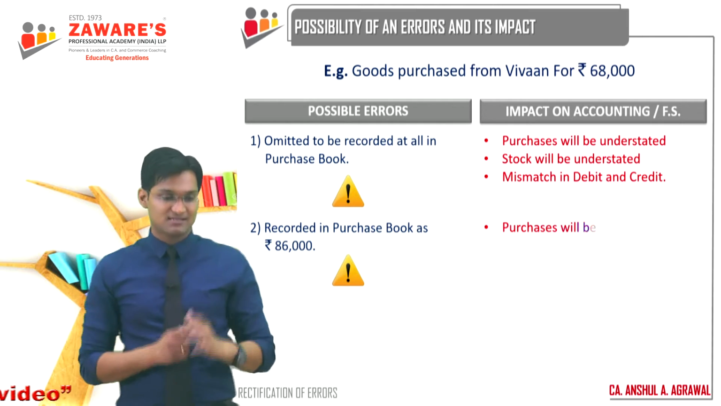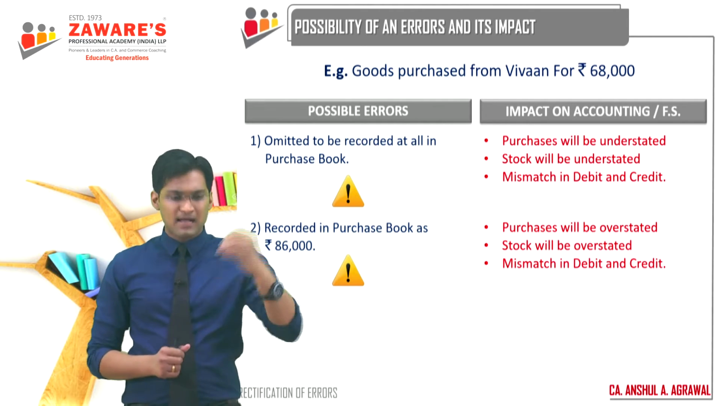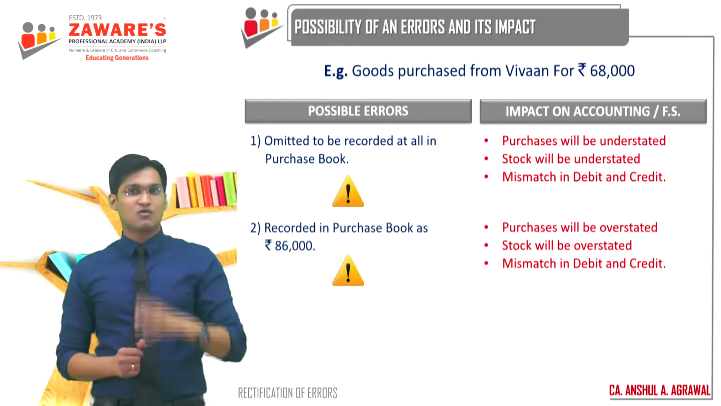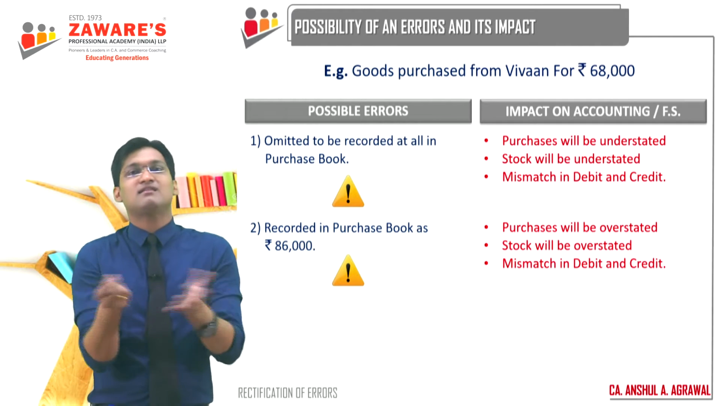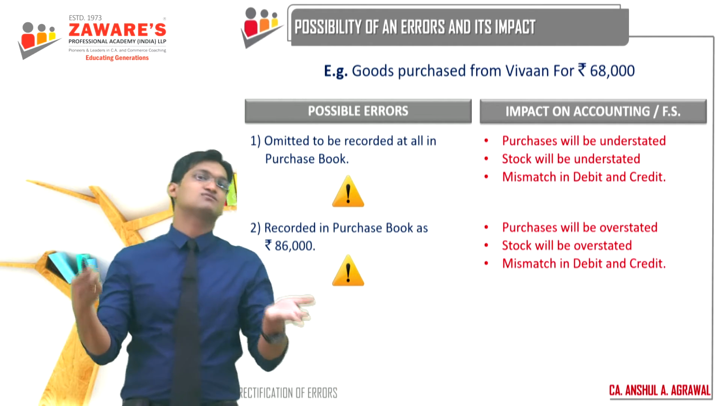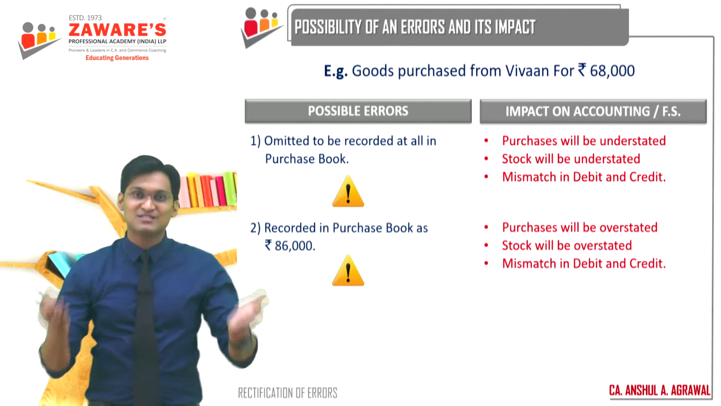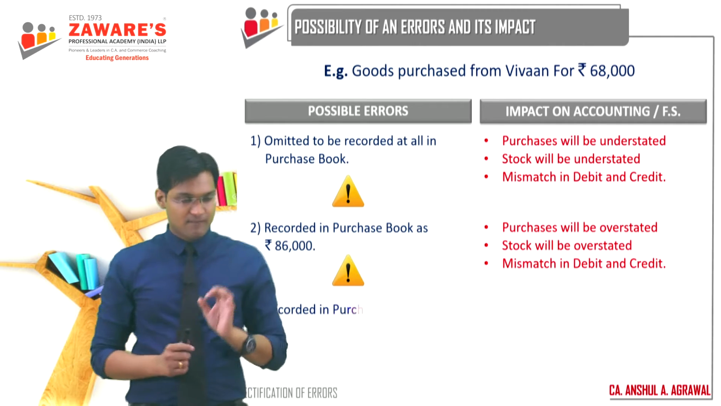What will happen as a result of this transaction? My purchases will be overstated. My stock will be overstated. Now my purchases are overstated. Can I say my profit will get understated? And again there will be mismatch in debit and credit. Reason is very simple. You have debited 86,000 but you have credited how much? 68,000. Correct?